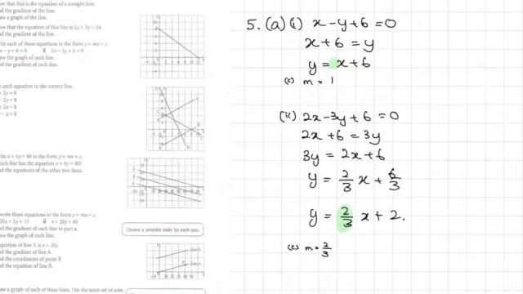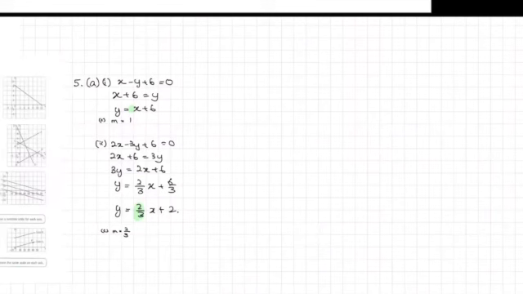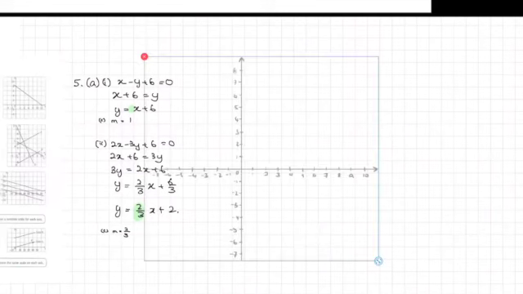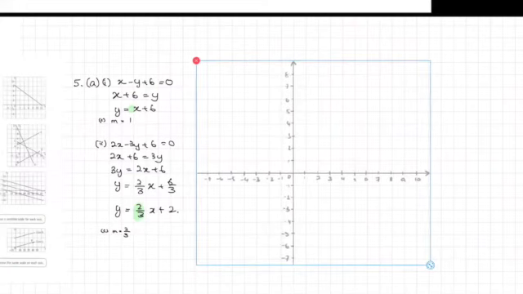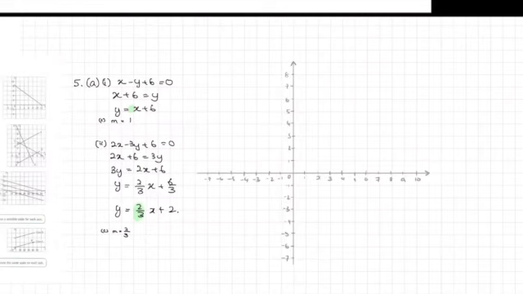Okay, now they ask us to draw the line. So let me just draw both lines here. The first line, I'm just going to draw in blue color. When x equals 0, y equals 6. When x equals 1, y equals 7. So this is how you draw it. Okay, great. Then let's draw the next one.